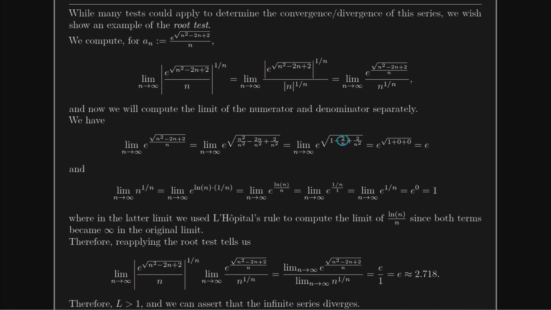Everything else will be 2 over n and 2 over n squared, which if I take the limit as n goes to infinity will both give me 0. And so this will end up as e to the root 1, also known as e, also known as, never forget this, approximately 2.718, some finite value.